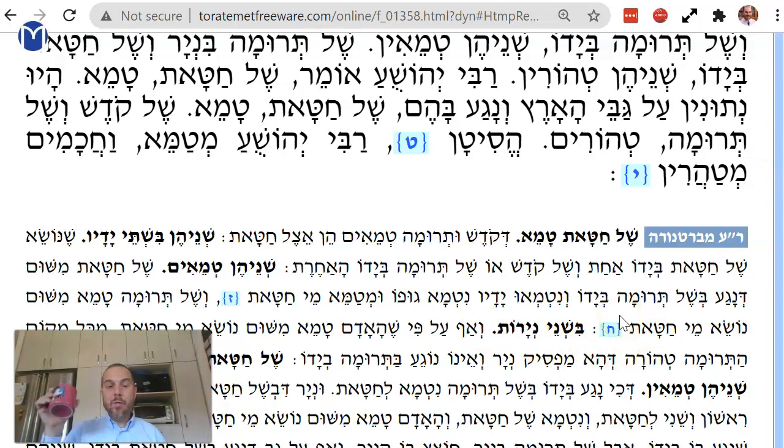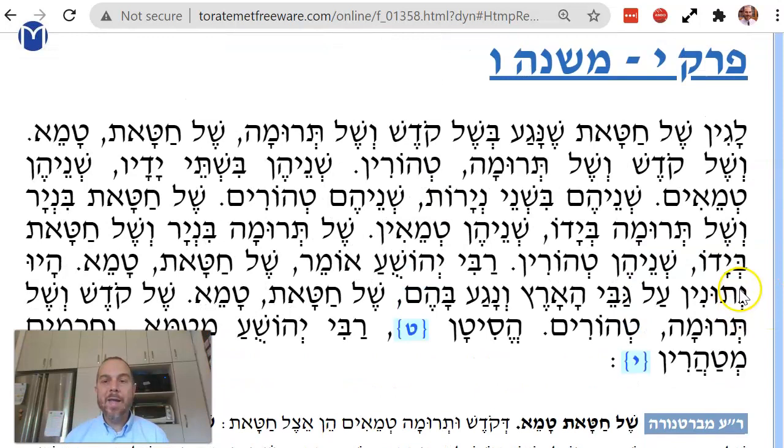Remember we said the person who carries the chatat is tamei. The person who's moving the chatat is tamei. Now remember, we learned he's not tamei vis-a-vis the chatat, but for everything else he's tamei. So if I'm holding these two things, the touching of this makes this tamei, and the holding of this, and we're going to see why that's important, makes this tamei. Why is that important? Shnehem b'shnei niyarot, shnehem tehorim.